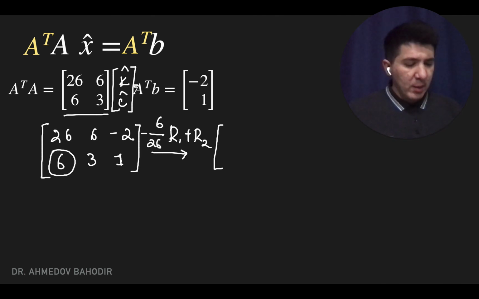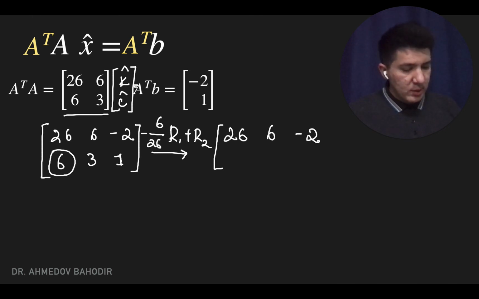It's going to be a little bit ugly, but we still can do this. So the procedures are in the following way. We have to eliminate that 6, so we multiply all of the entries on the first row by minus 6 over 26. If we multiply 26 by this, we are going to get minus 6. If you add this to the plus 6, it's going to be 0. So it's going to be 26, 6, and minus 2. So this component here is simply equal to 0.